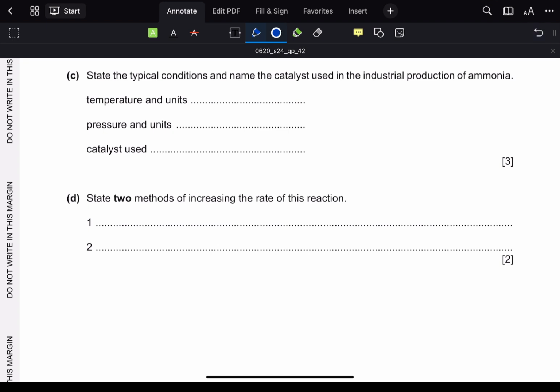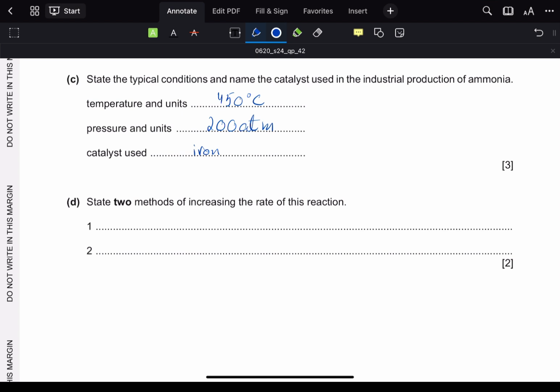The temperature used is 450 degrees Celsius, the pressure is 200 atm, and the catalyst used is iron. Part D. State 2 methods of increasing the rate of this reaction. To increase the rate of the reaction, we can increase the temperature or the pressure.